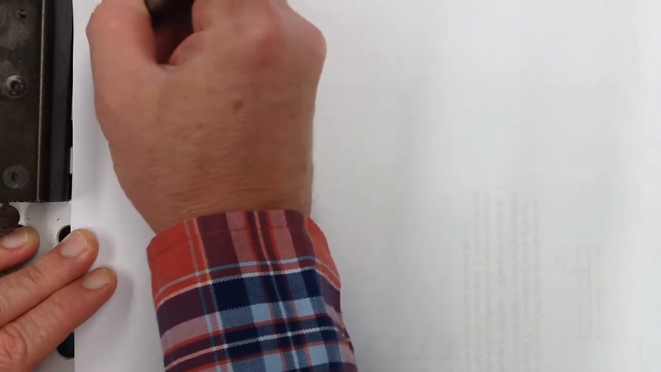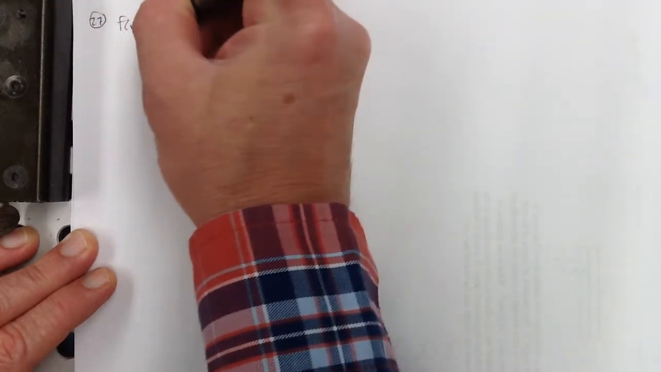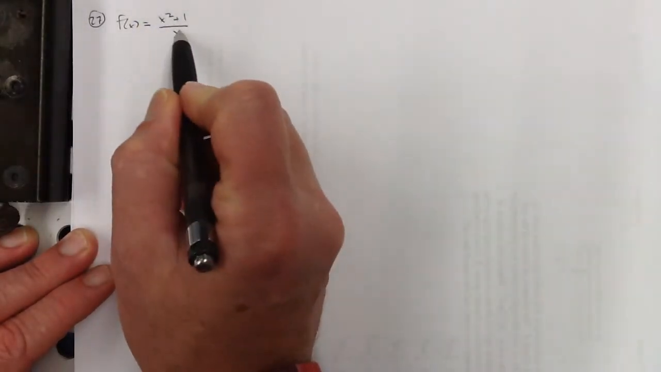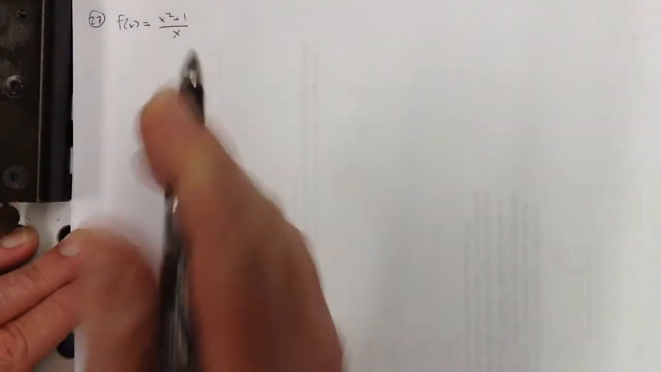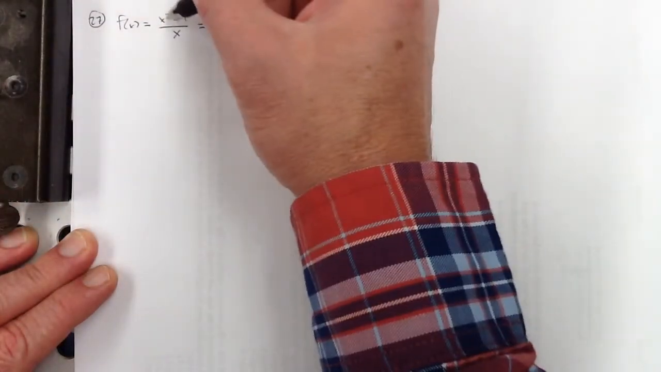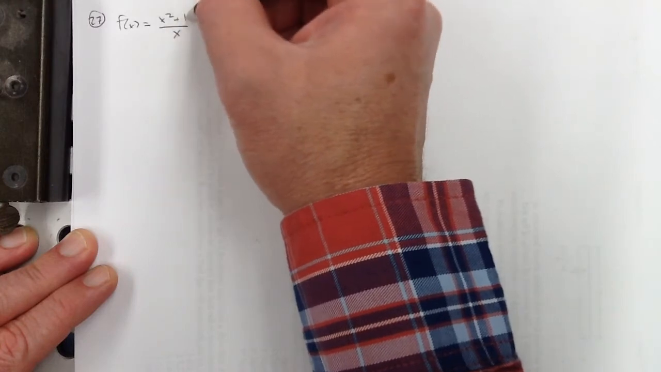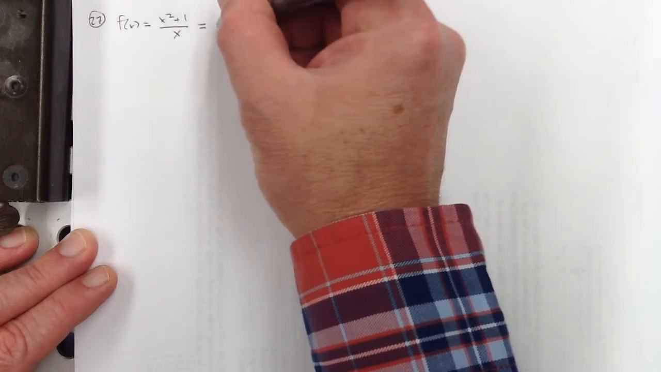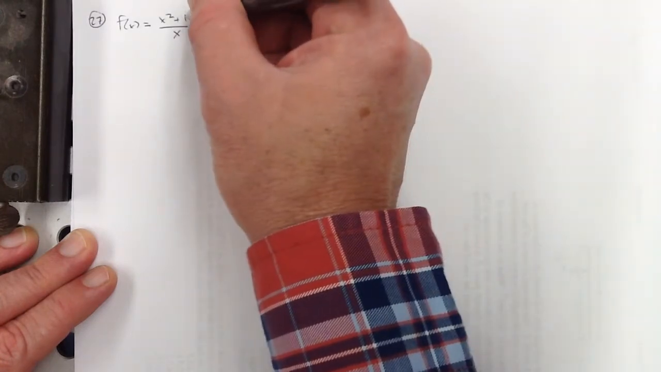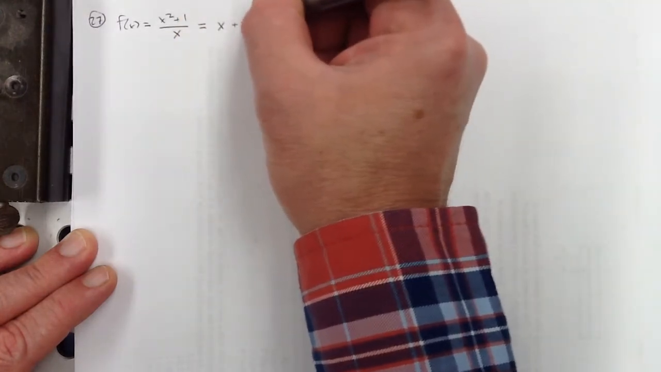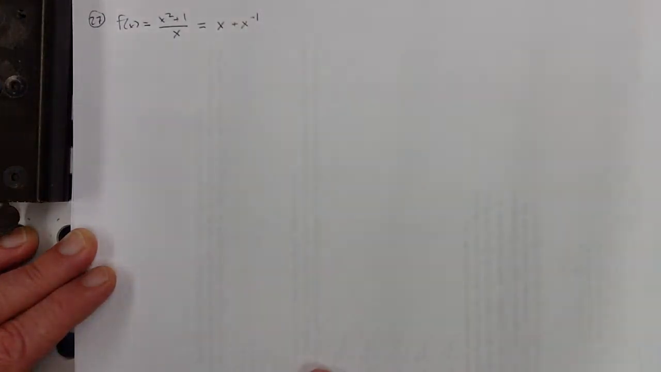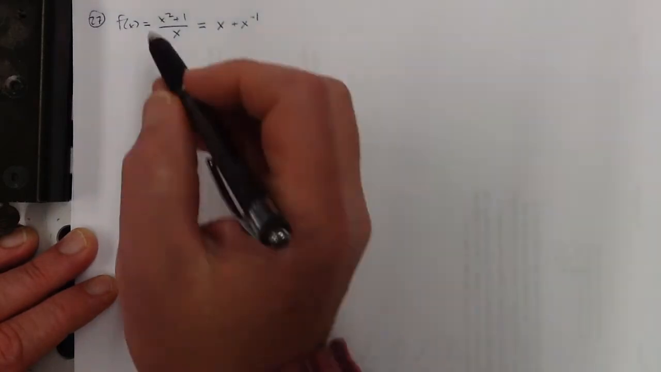So I've got f of x is equal to x squared plus 1 over x. Now, you got to watch out for this. This happens sometimes. We're just dividing by a monomial here. What that means is I can divide through each one of these just by x and simplify this. So x squared over x is just x, and 1 over x is x to the negative 1. Now this is power rule friendly. This is not.